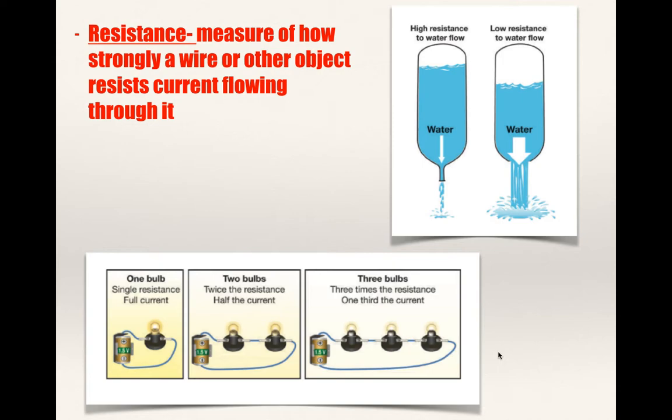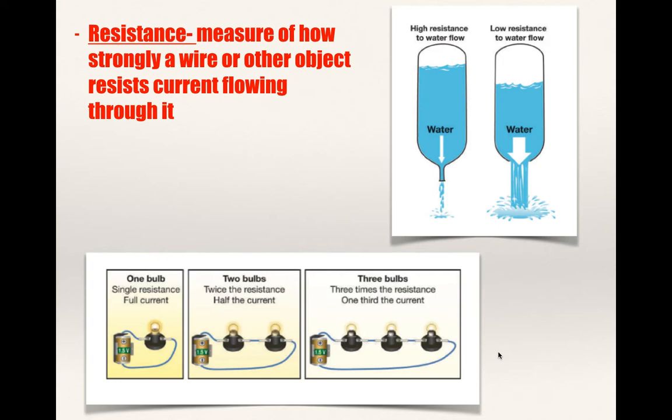So resistance, we've talked about a little bit, but we're going to write the formal definition down now. Resistance: the measure of how strongly a wire or other object resists current flowing through it. Remember, we're imagining electricity like water flowing through pipes. Just like water flowing through pipes, it's going to meet resistance for various reasons. Think about if you change the size of that pipe, if it's larger versus smaller. Think about how much water is going through there. Is that going to change the resistance of that water going through the pipe?